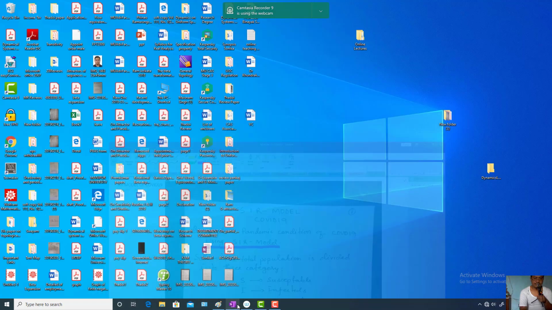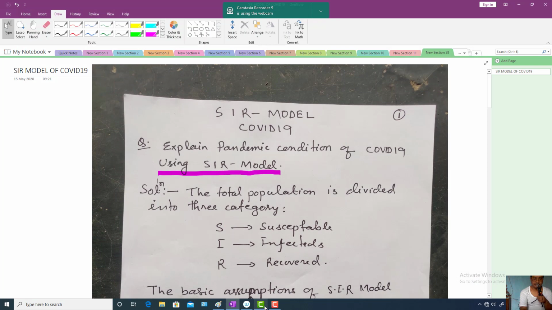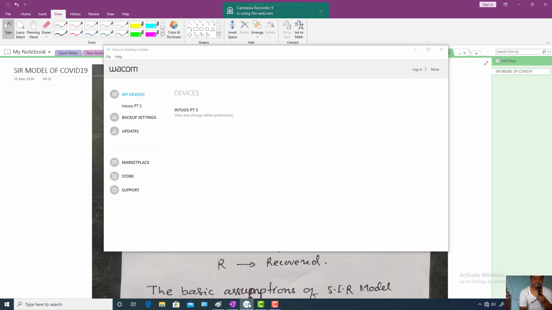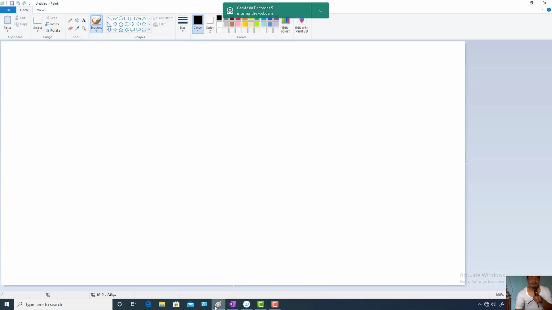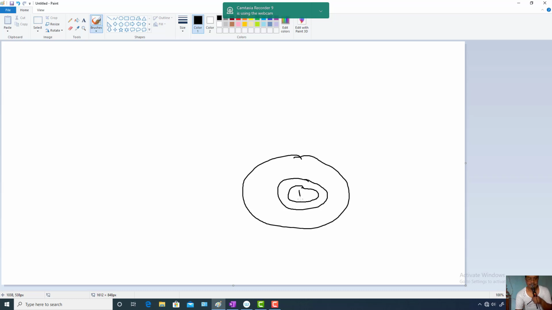In the SIR model, we divide the whole population into three categories. One is susceptible, another one is infected, another one is recovered or dead. So this is the scenario. The whole population is divided into three categories. This is the whole population. This is S, this is I, and this is R.